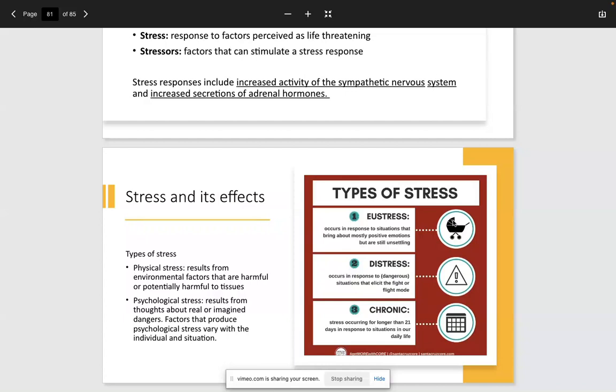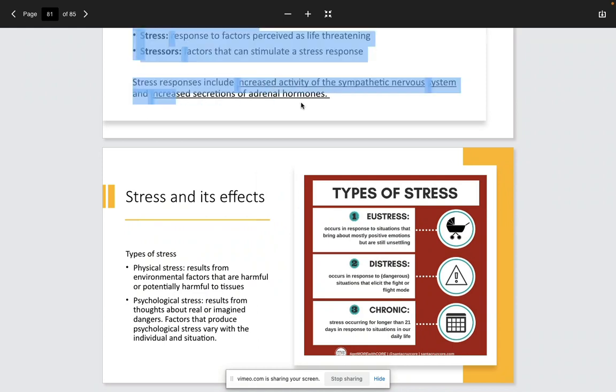Different types of stress: physical, whether it be from environmental factors. It could be psychological stress. You could be in an abusive relationship. I hope that nobody is. But these are all different things that can impact the amount of stress that occurs. Because it impacts the amount of stress, it can also cause an increase in the sympathetic nervous system. Because it increases the sympathetic nervous system, it increases the secretion of these adrenal hormones, primarily cortisol and epinephrine.